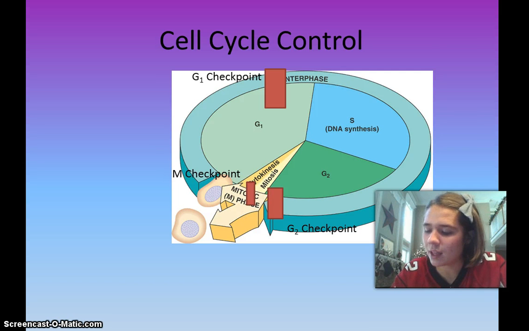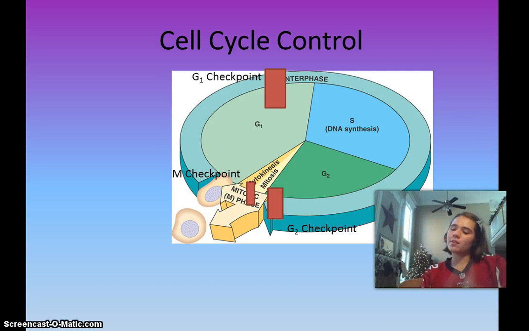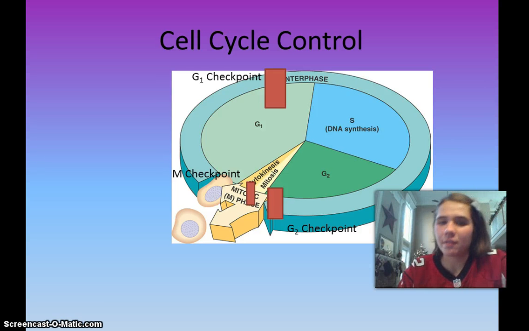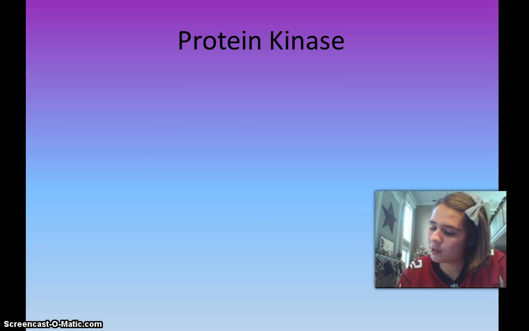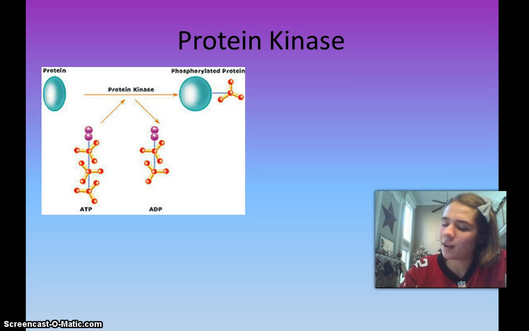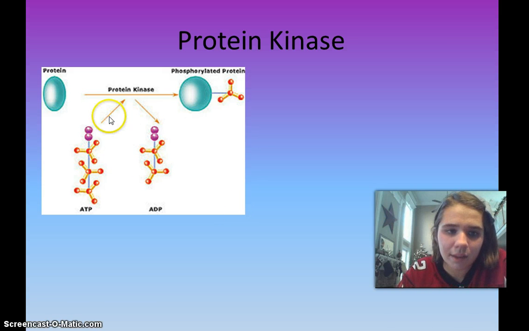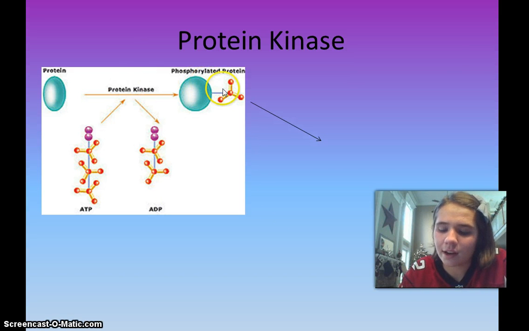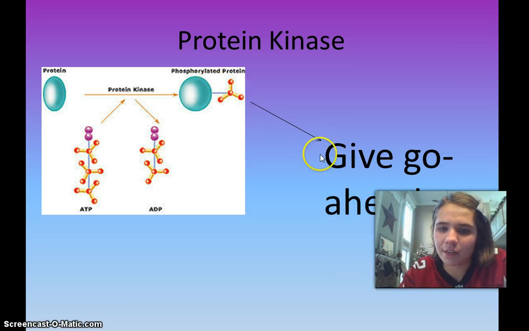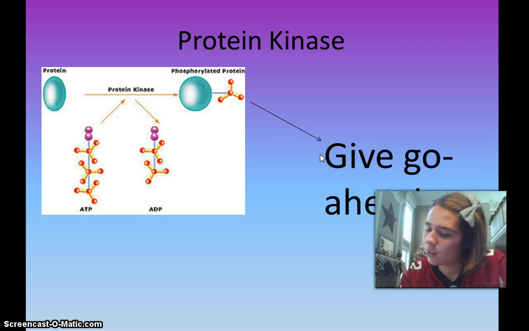So what regulates this? What happens at these checkpoints? Well, there are molecules that have to receive a stimulus to allow the cell to continue, and there are two main types of molecules here. One of them is protein kinase. A protein kinase is an enzyme that can phosphorylate other proteins in order to activate or inactivate them, and this can stop or allow the cell cycle to continue. As you can see here, this is protein kinase. It uses ATP, releases ADP, and here it phosphorylates a protein, and this phosphorylation gives the go-ahead to the cell to continue with the cell cycle.